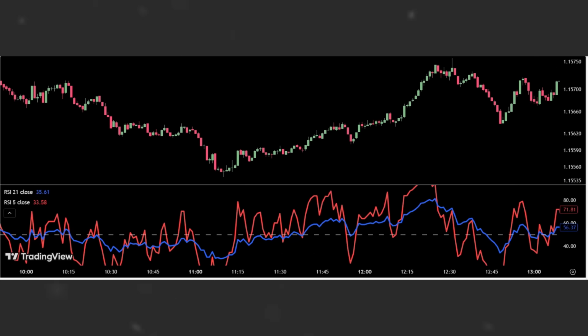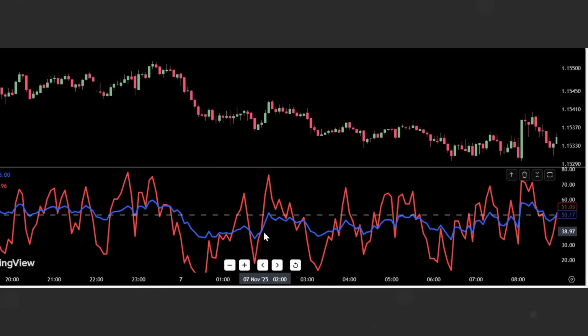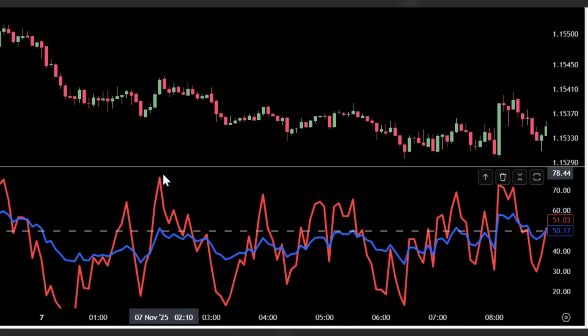For short trades, start by making sure the blue RSI is below the center line, which shows the market is trending down. Then watch the red RSI carefully. When it moves above the center line, it usually signals a pullback or a temporary retracement is starting. The key is to wait until the red RSI crosses back below the blue RSI, while the blue RSI is still below the center line.